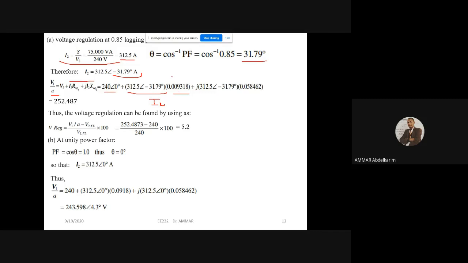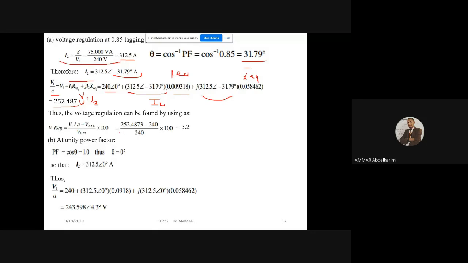So this is I2 multiplied by R equivalent, and here it's I2 multiplied by X equivalent. Then the voltage V1 over a, which is the no load voltage, has a magnitude of 252.48 volts. So we see that the no load voltage is logically greater than the load voltage. Because it's a lagging power factor, when we connect the load, the voltage drops. Then the voltage regulation equals what?